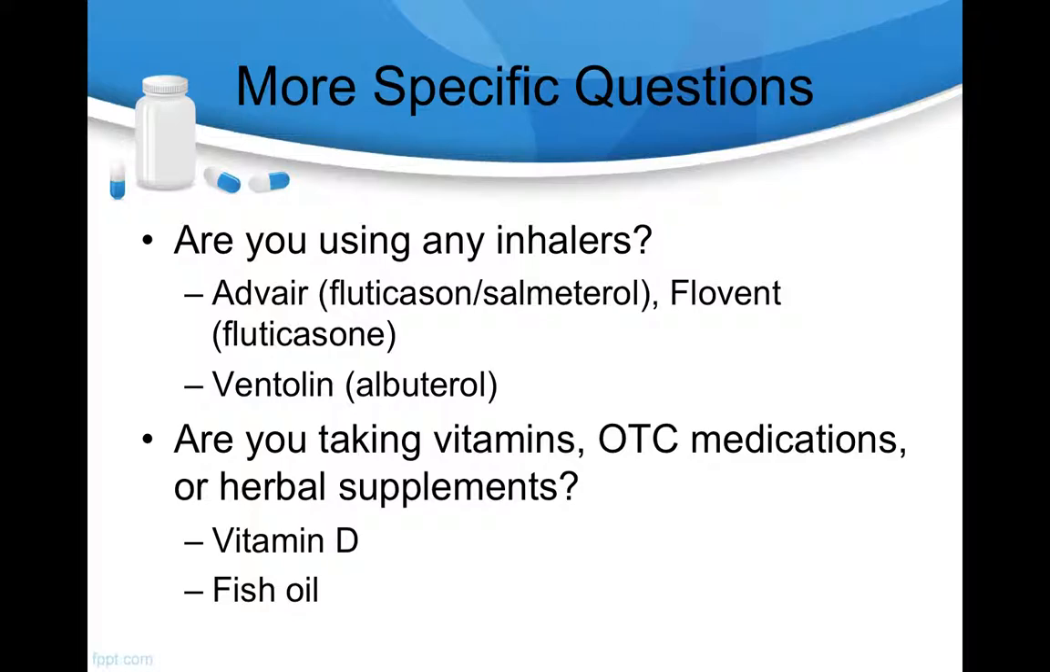Asking about the use of inhalers is also very important, especially because some patients forget to mention their inhalers when we simply ask about medications. Advair and Flovent are examples of inhaled corticosteroids, used frequently in patients with asthma and maybe in COPD patients. These can cause oral candidiasis, which is a fungal infection on the lining of the mouth. Albuterol inhalers, also frequently used for patients with asthma or COPD, can cause xerostomia as well.